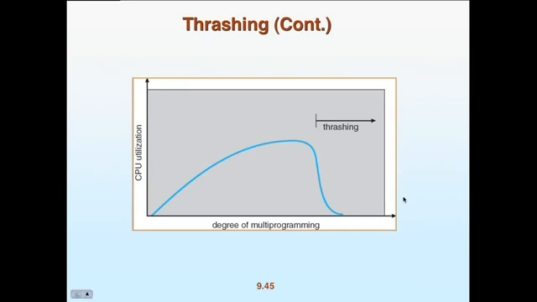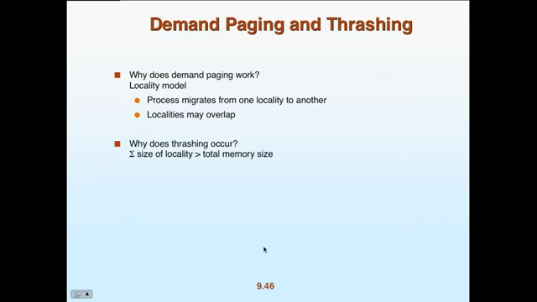As the degree of multiprogramming increases, it will reduce the amount of thrashing, essentially. So the CPU utilization will come up to a thrashing point, and then you increase the degree of multiprogramming, which means go switch to another program, create a new process, switch to another process. That helps reduce the thrashing.